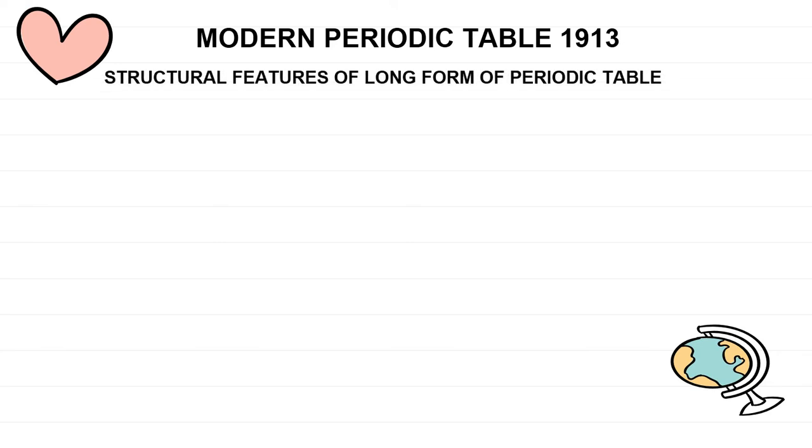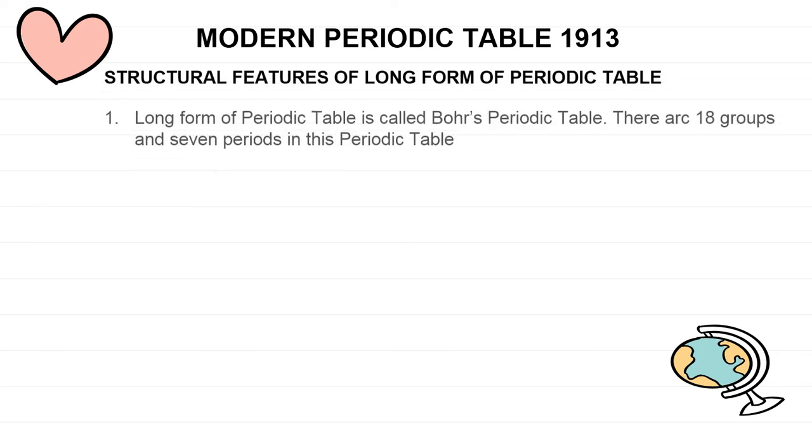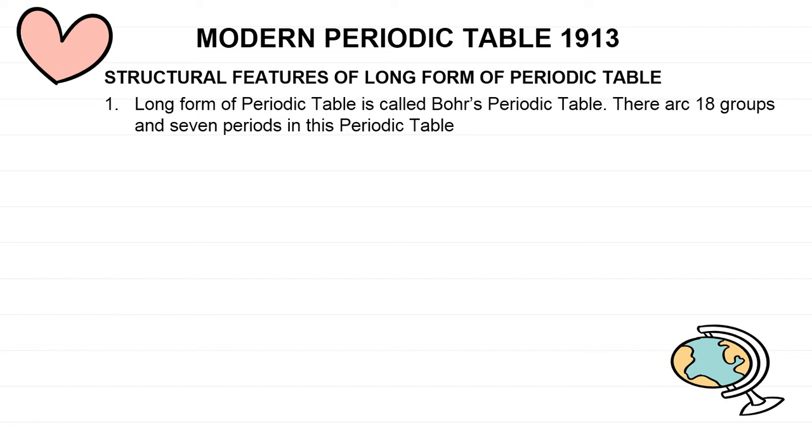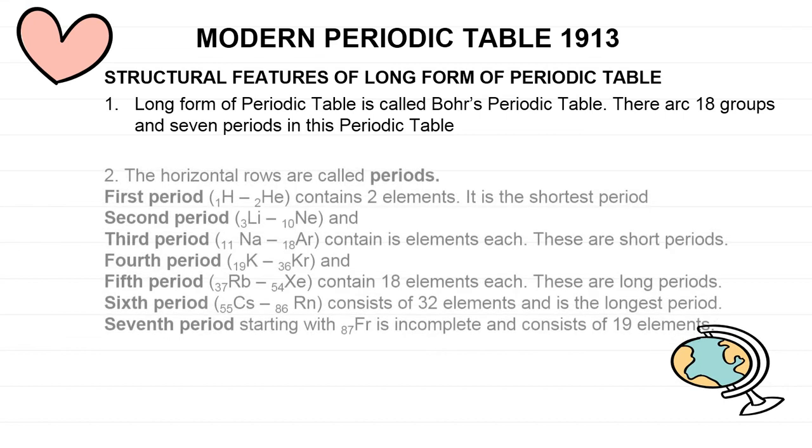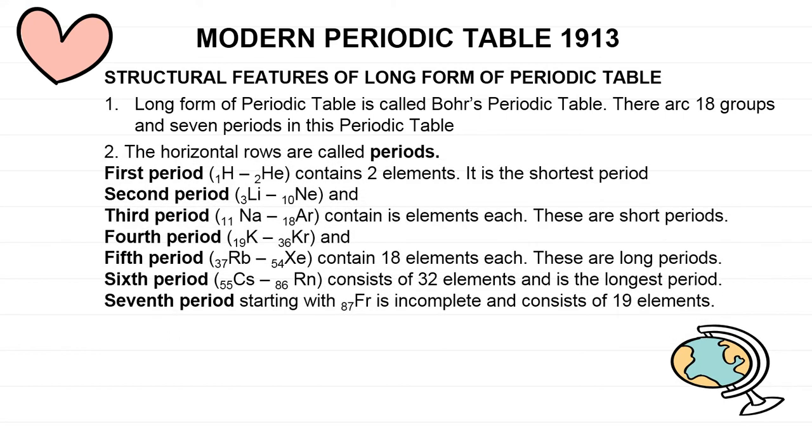The structural features of the long form or modern periodic table are that the long form of the periodic table is also known as Bohr's periodic table. There are 18 groups and 7 periods in this periodic table, and the horizontal rows are called periods. In the first period we have hydrogen to helium, only 2 elements, and similarly in the second we have lithium to neon, and in the third we have sodium to argon. Similarly in the fourth, fifth, sixth and seventh periods with varying numbers of elements.